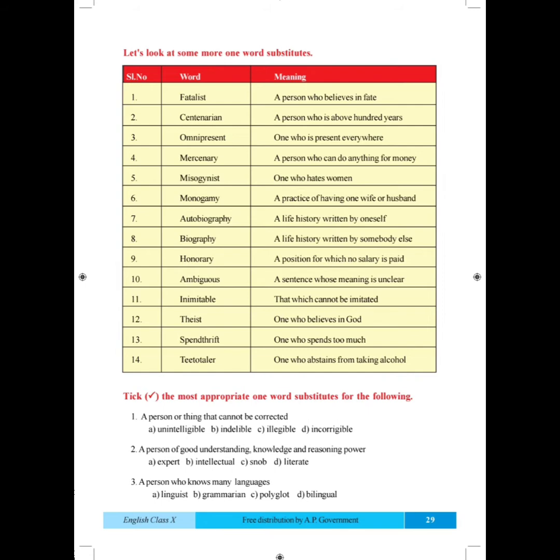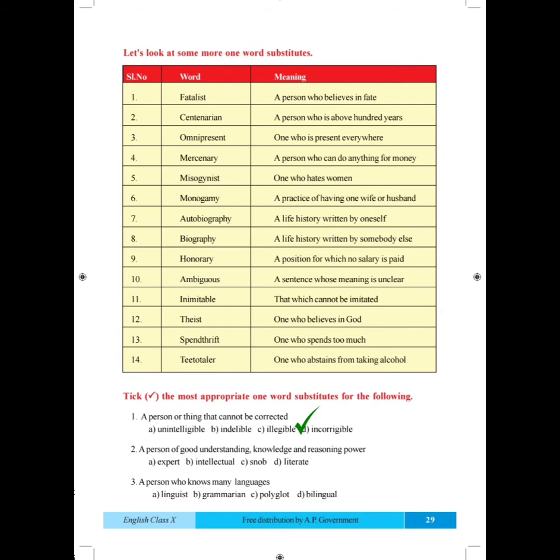Let's continue. Tick the most appropriate one word substitute for the following. So let us see. A person or thing that cannot be corrected. And the options are given. First one is A, unintelligible, B, indelible, C, illegible, D, incorrigible. So the answer is option D, incorrigible.